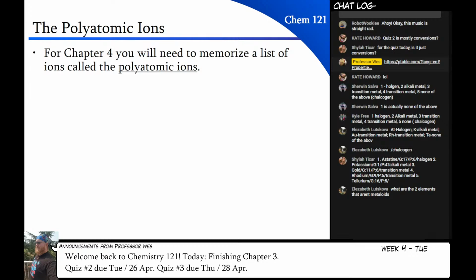Oh, wait a second. Hold on. What are the two elements that aren't metalloids? Did I write those? So polonium and astatine. I wrote that, right?